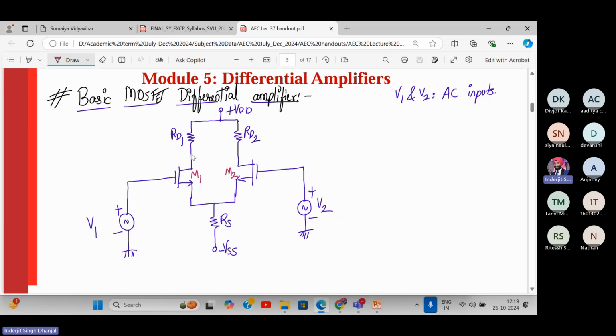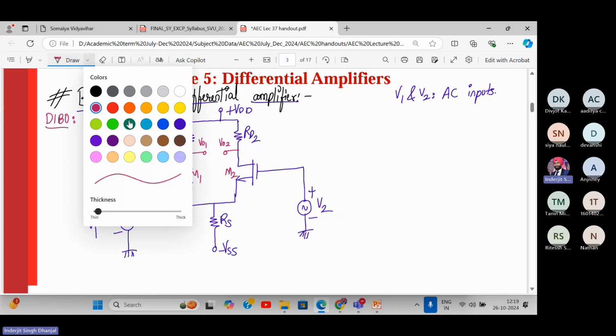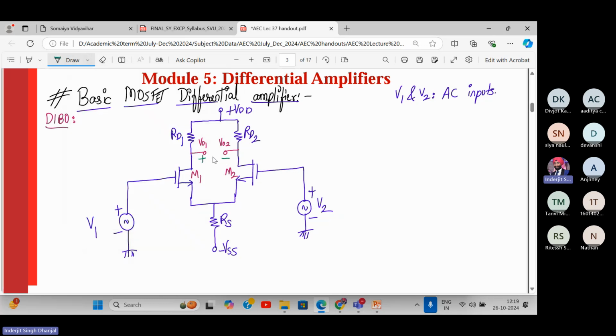Here we will consider the DIBO configuration, that means the outputs are balanced. So here is my VO1, this is VO2. Where is my output actually? Output is across this plus minus Vout. You can consider why we have written plus over here and minus over here. You can do reverse also, it's fine. Only thing is the output will be negative. So this is my complete diagram of the MOSFET differential amplifier, that is the dual input balanced output MOSFET differential amplifier.